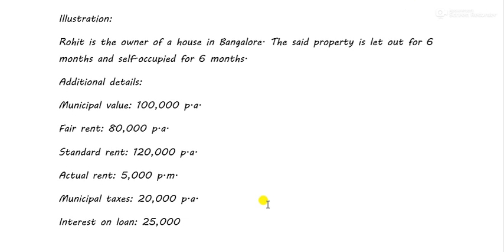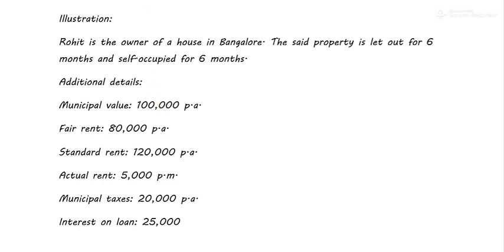Okay, so Rohit has a house in Bangalore. The said property is let out for 6 months and self-occupied for 6 months. So all the details are given: municipal value, fair rent, standard rent, actual rent, municipal tax, interest on loan. This is a very normal sum. So the municipal value, this 1 lakh, this is to be divided in 6 months, right? No, this will be taken for the full year.